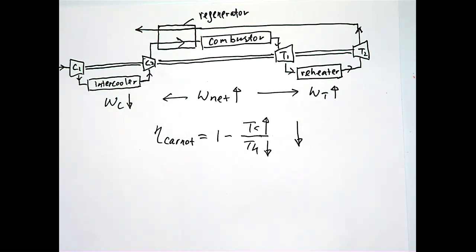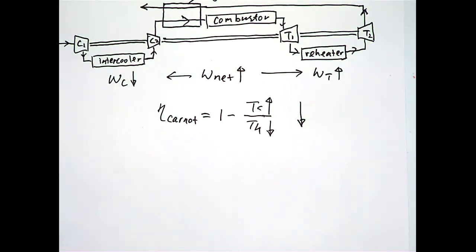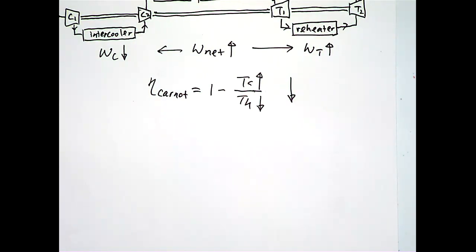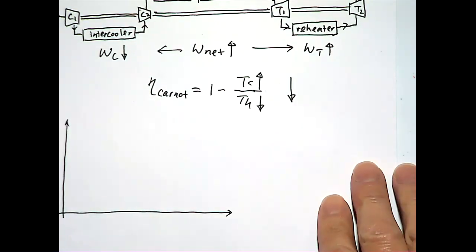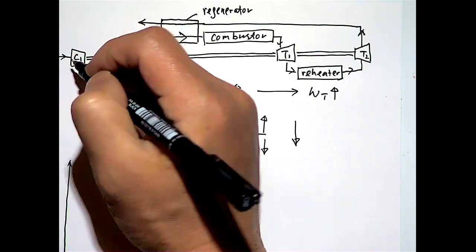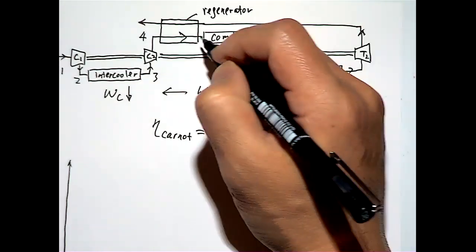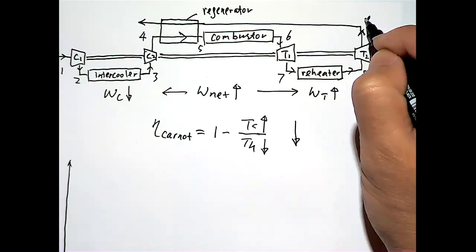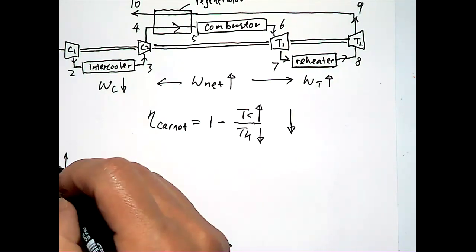So what I want to do next is to draw a TS diagram for this cycle, which is a bit complicated, but should be pretty straightforward if you follow the process. All right, first I need to mark the states. So 1, 2, 3, 4, 5, 6, 7, 8, 9, and 10. All right, 10 states.